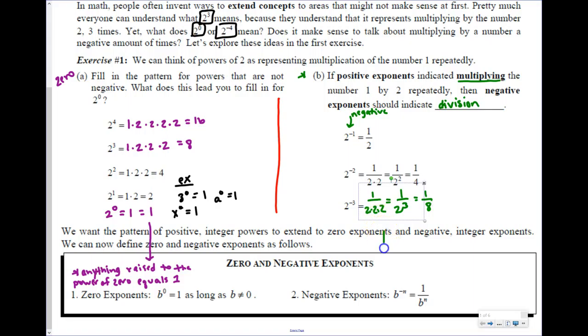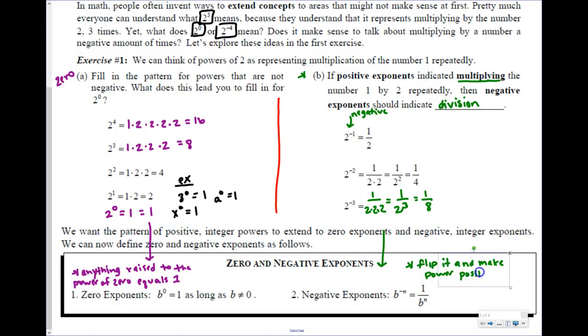This leads us to our second rule about negative exponents. Anything raised to a negative power is that same power as a denominator. So in other words, I can say that when you get something to a negative power, you flip it and make the power positive.